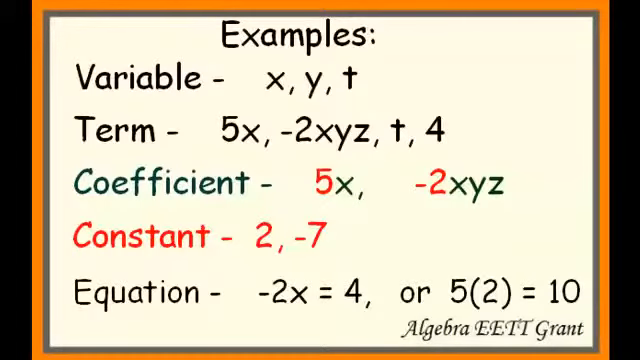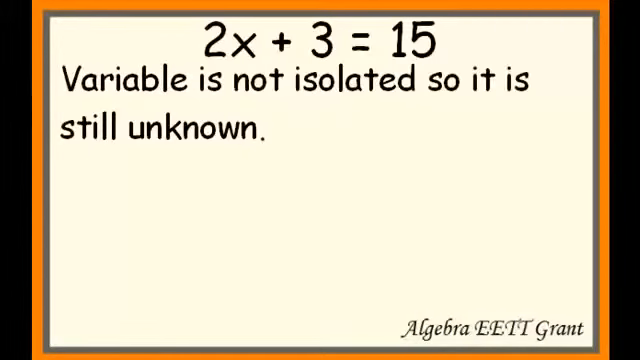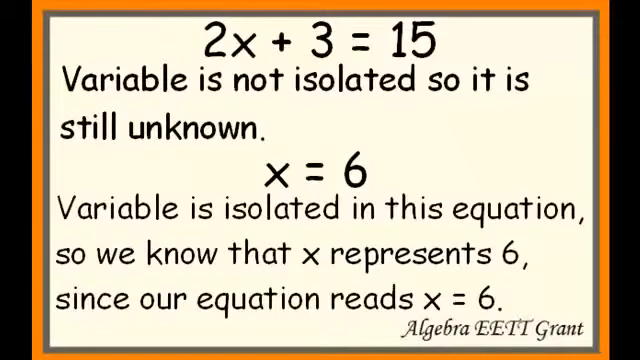An equation is something that has an equal sign, so it could be things like -2x equals 4 or 5 times 2 equals 10. Both of these have equal signs, so both of them are examples of equations. If we're given something like 2x plus 3 equals 15, well, the variable is not isolated. It's not on the side by itself, so we still don't know what x is. We'd have to solve this equation to find out what x is. But if you're given something like x equals 6, well, x has been isolated. So you know in this equation, the value of x is 6.